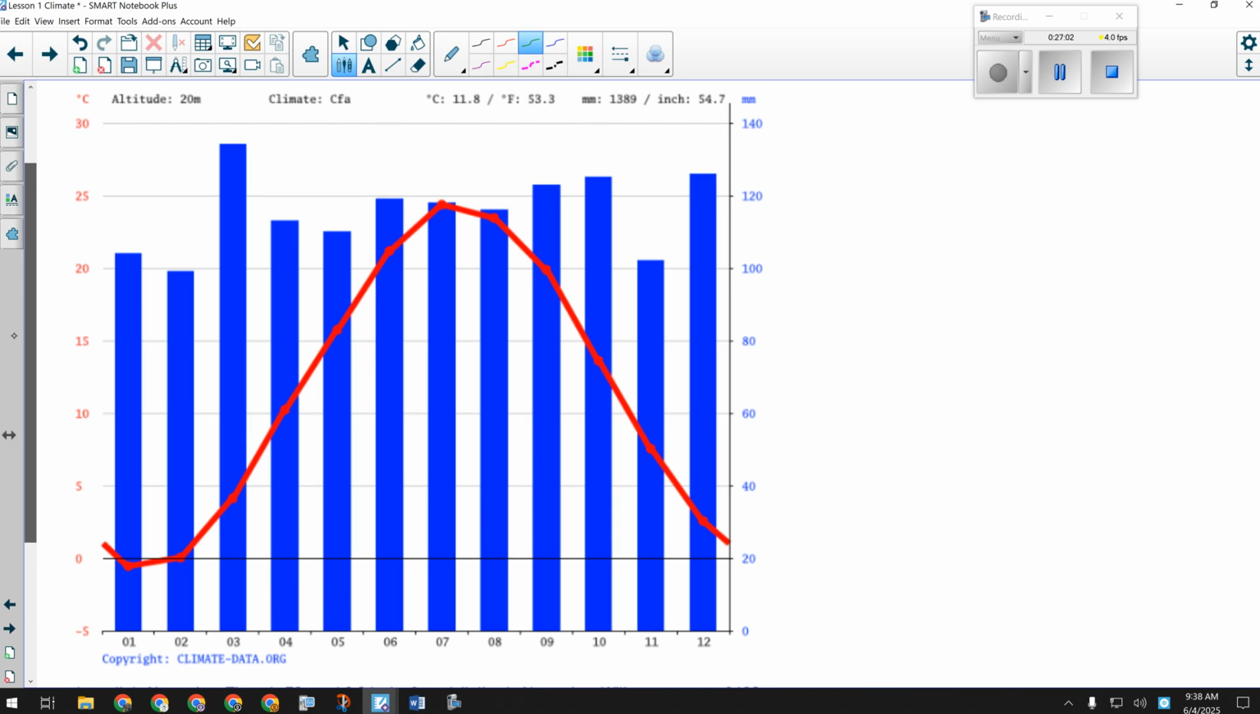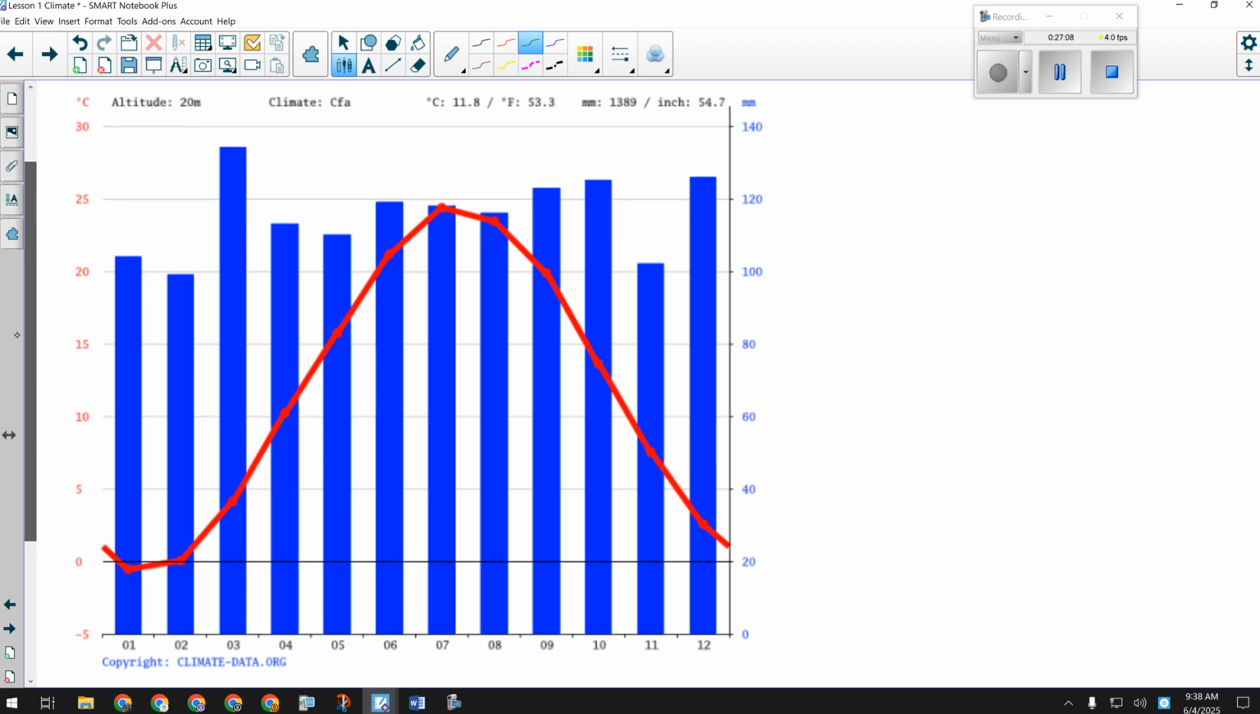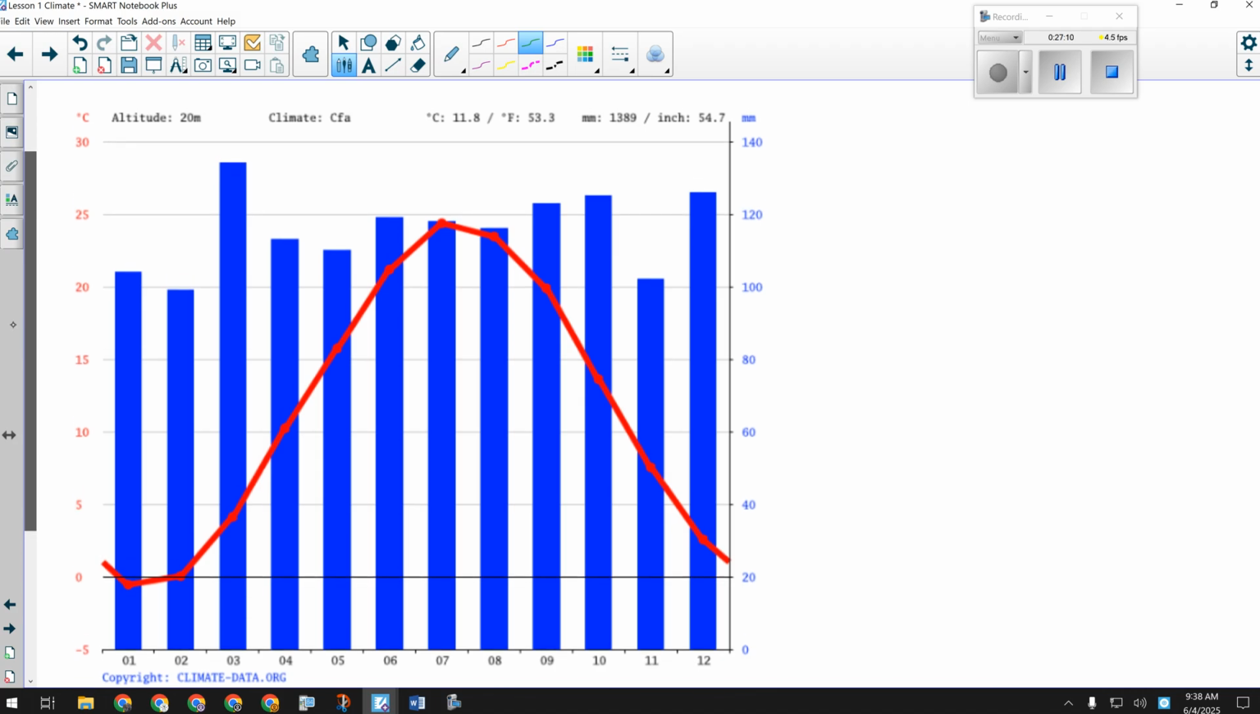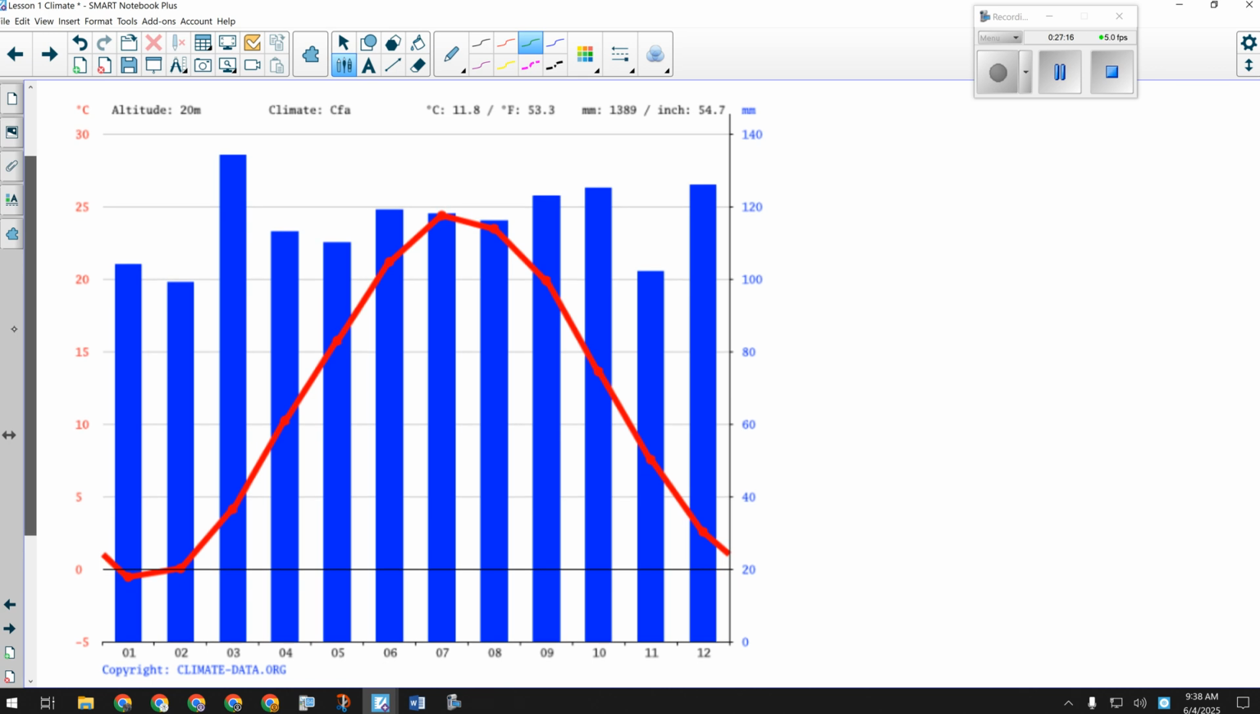Pretty even precipitation, but it's not torrential. It's hundreds of millimeters for sure, but it's not rainforest level generally. Obviously, it can't be a rainforest because it's not equatorial. If we're looking at the temperature line, we see it drops below 0. Any guesses? So Ottawa.